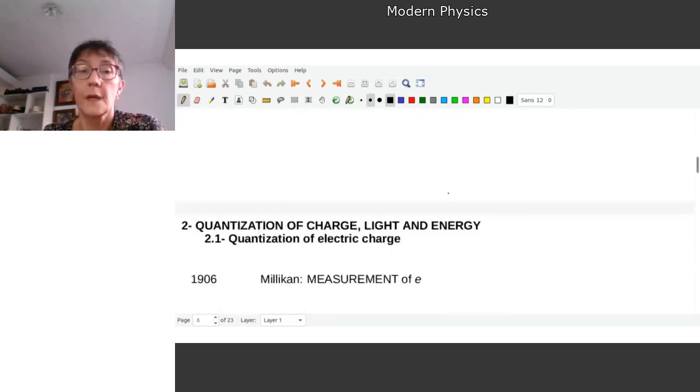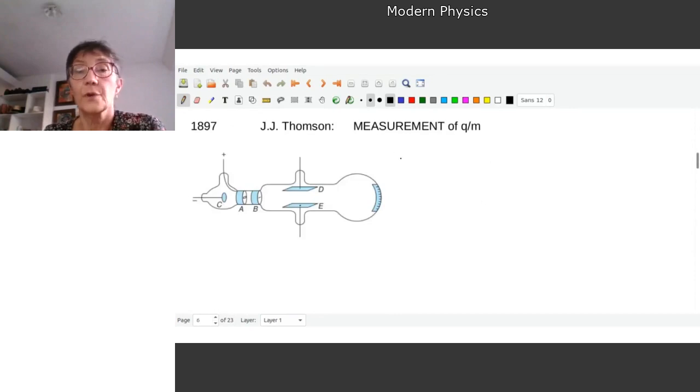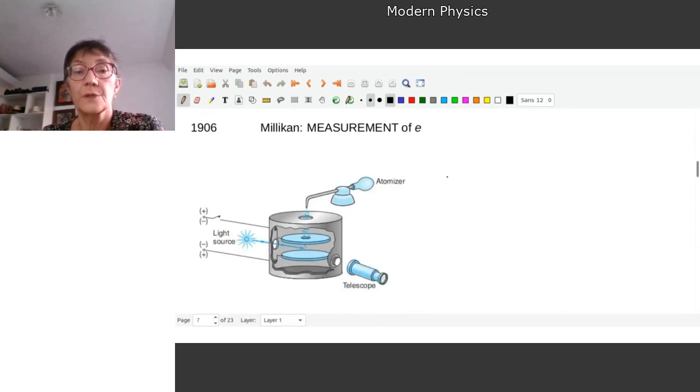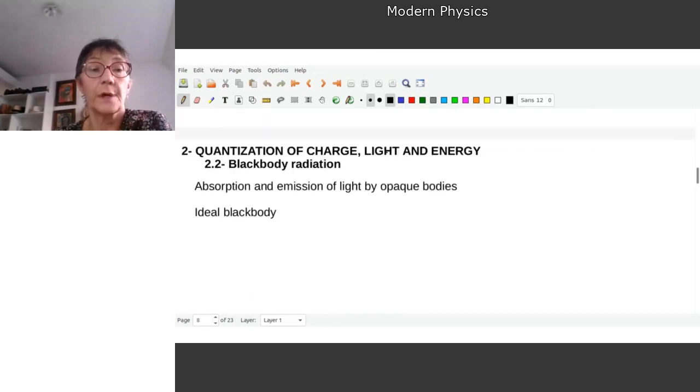Quantization of charge, the measurement of Q over M. Cathode ray, and Millikan, the measurement of E, the elementary charge, and of M, the mass of electrons. And now we will study a little what is this problem of the blackbody radiation. This is actually what we call thermal radiation.